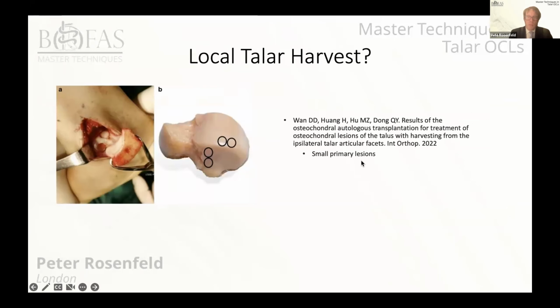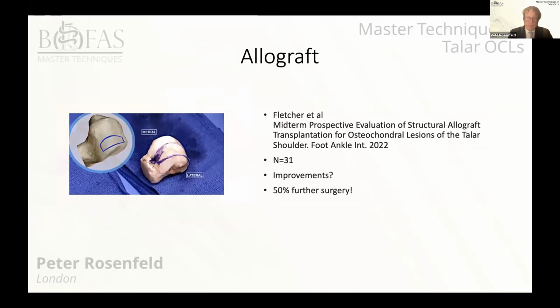Again, these were only small primary lesions. I think they would have done just as well, if not better, with primary arthroscopy. And also, as mentioned, taking out small lesions and small cylinders, you get a lot of cell death. So we'll watch and wait on that one. Allografts, yeah, people are still trying them, they still don't work.